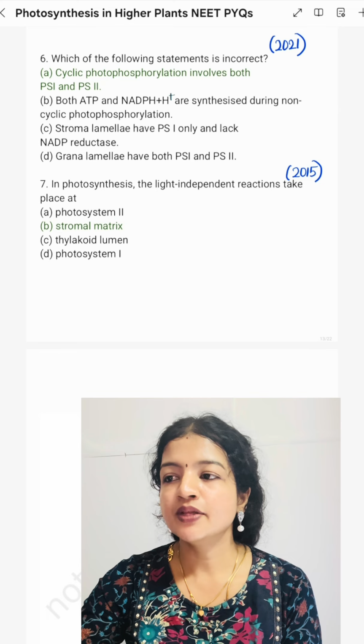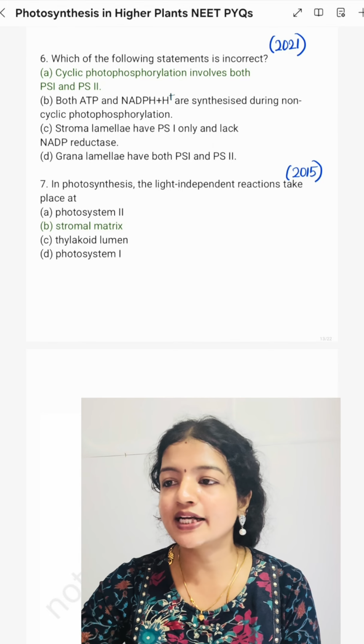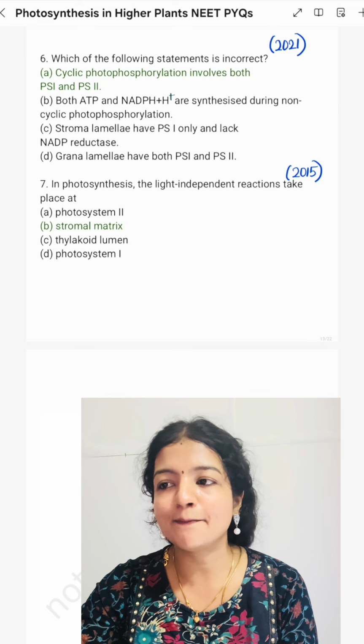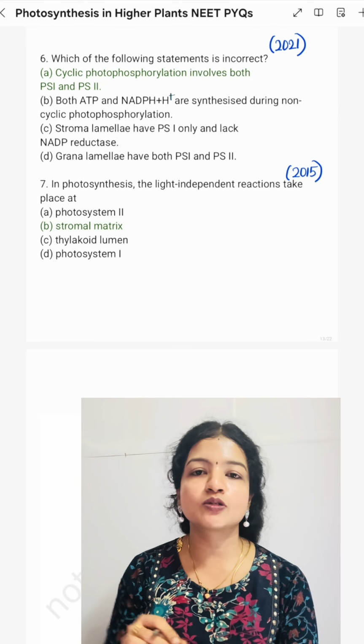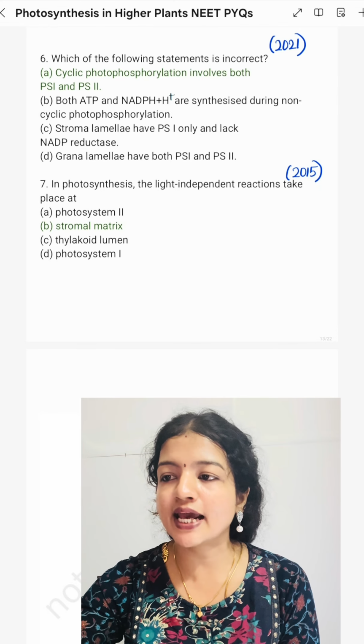Then sixth question, which of the following statements is incorrect? In the question number already பார்த்தோம், it's a repetitive question. So cyclic photophosphorylation involves both PS1 and PS2. This is wrong. In cyclic photophosphorylation, it involves PS1 only, not PS2. Okay. So statement A is incorrect.